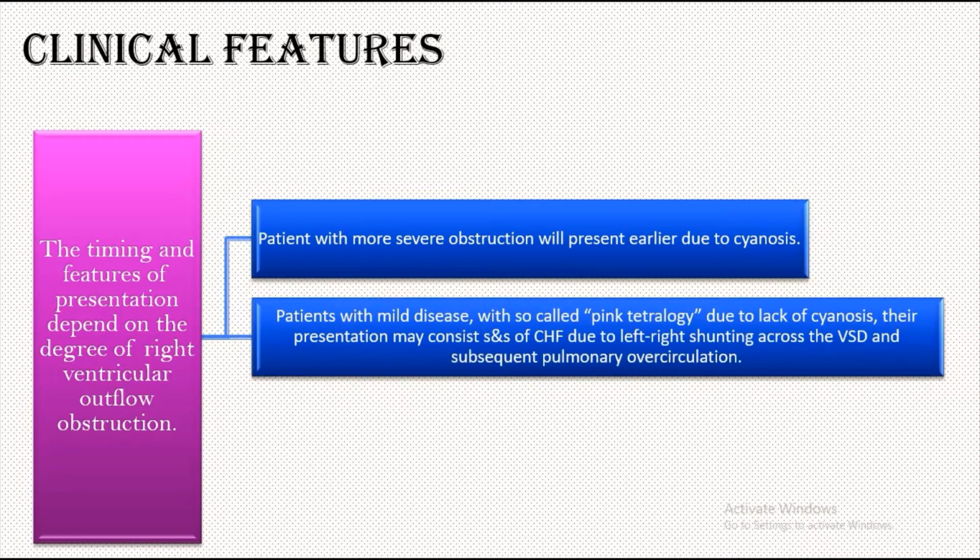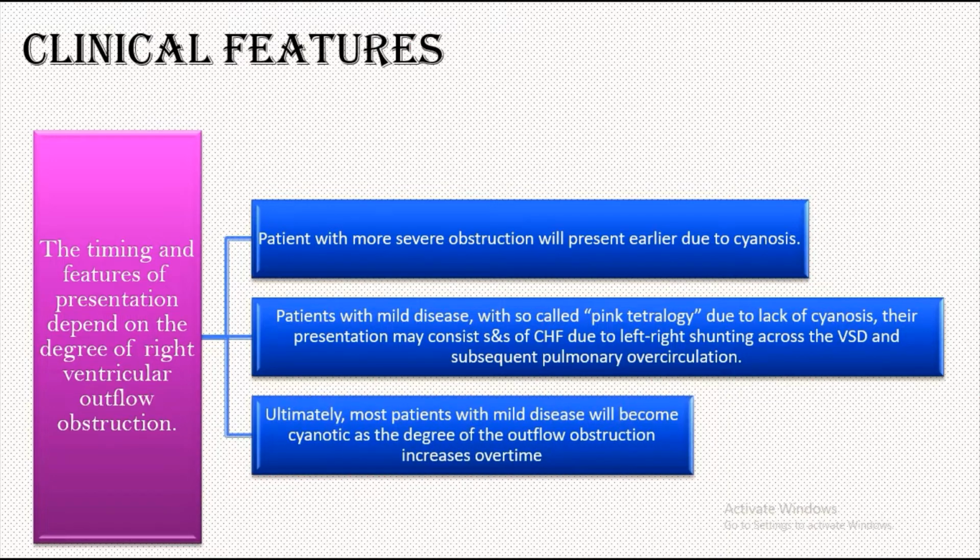Patients with the mild disease, so-called pink tetralogy, due to lack of cyanosis, their presentation may consist of signs and symptoms of congestive heart failure due to the left to right shunting across the ventricular septal defect and subsequent pulmonary overcirculation. So ultimately, most patients with the mild disease will become cyanotic as the degree of outflow obstruction increases over time, as we talked about earlier.